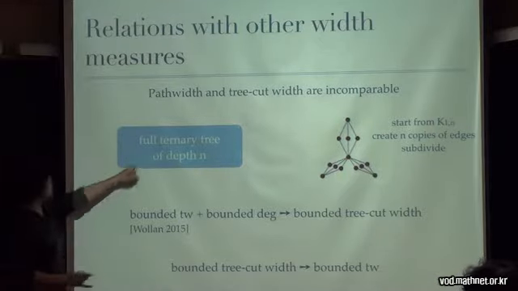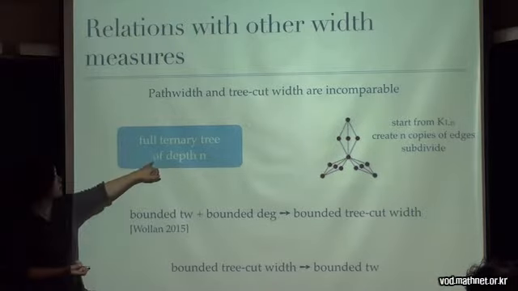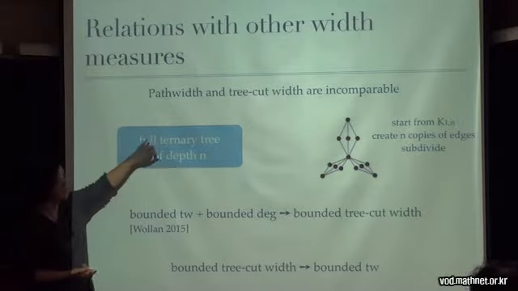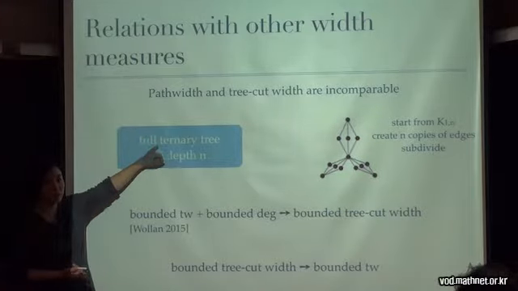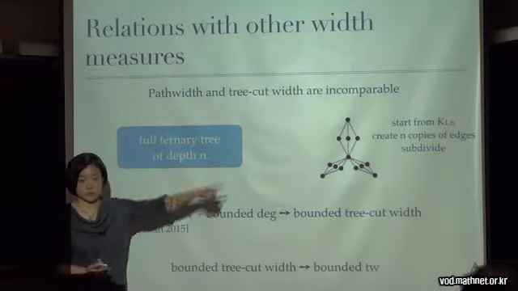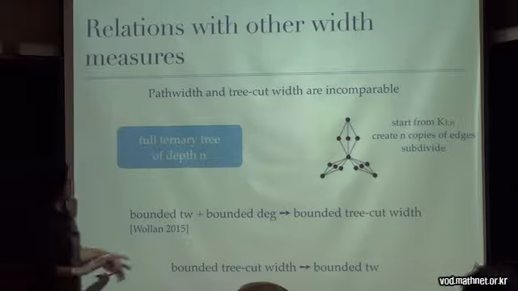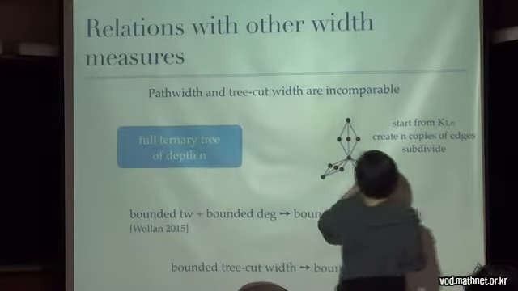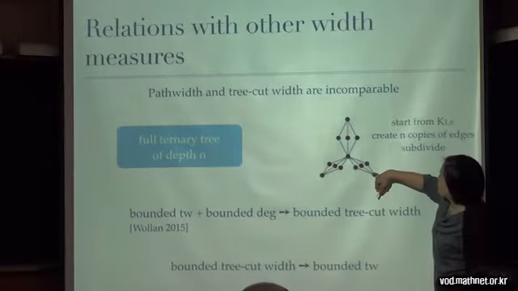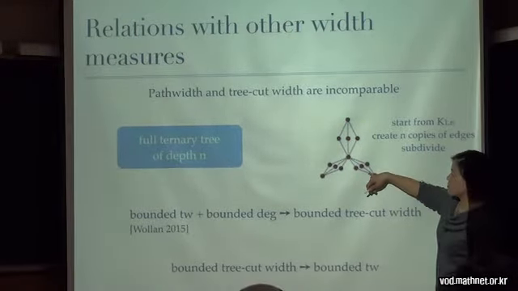So, the full ternary tree of depth n. This has tree width 1, but the path width is n, or I think it's n or n minus 1. But the tree cut width is 1. So every tree has tree cut width at most 1. Right? And this graph has tree cut width n and path width like 3.